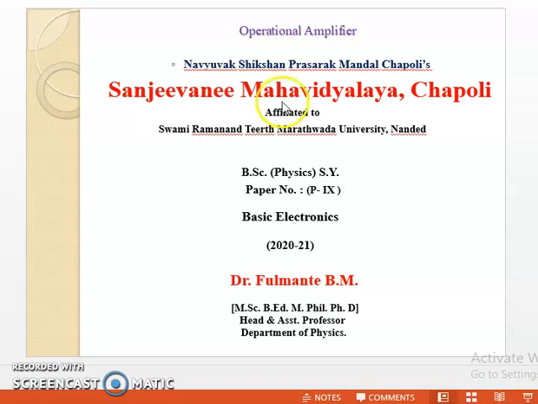Here we see operational amplifier, unit number 3 from paper number 9, BSc Physics second year students. Paper number 9. In the last lecture we have seen the introduction of op-amp. Now we discuss the remaining matter of op-amp in detail.